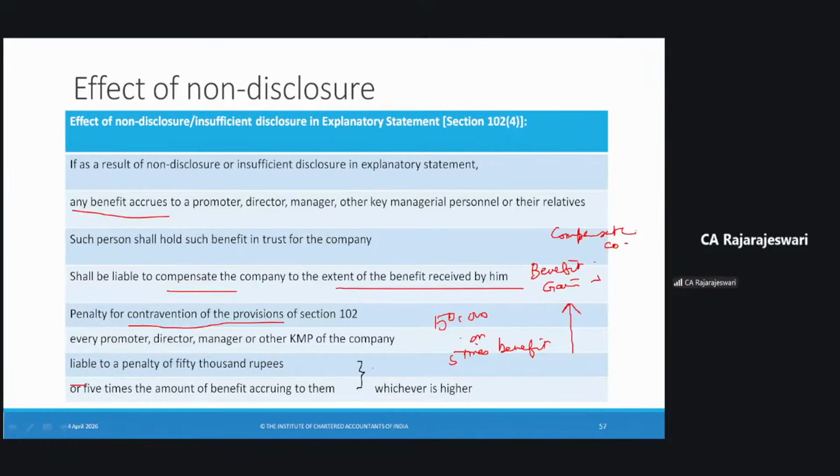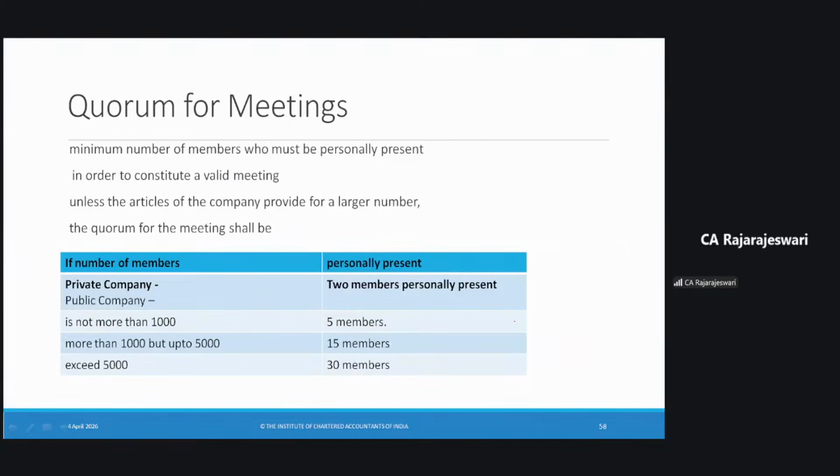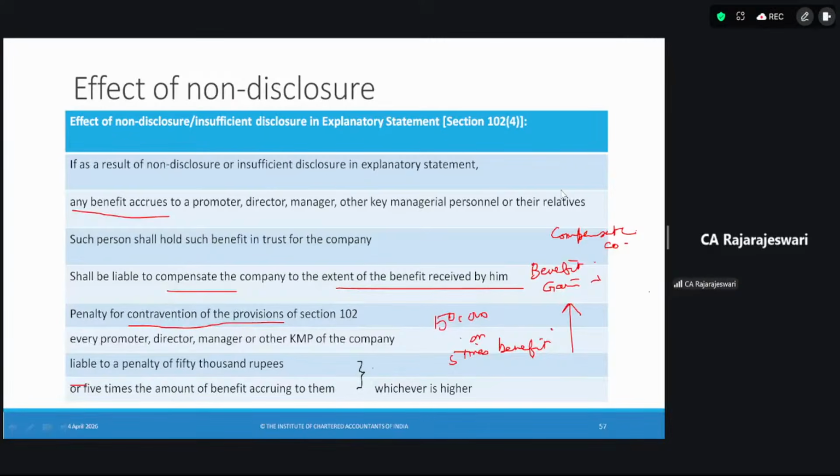whichever is higher, should have to be the penalty for the contravention. The person should have to pay. The promoter, director, manager or key managerial personnel should have to pay for the non-disclosure. Shall we proceed further with it? Up to this, is it clear?